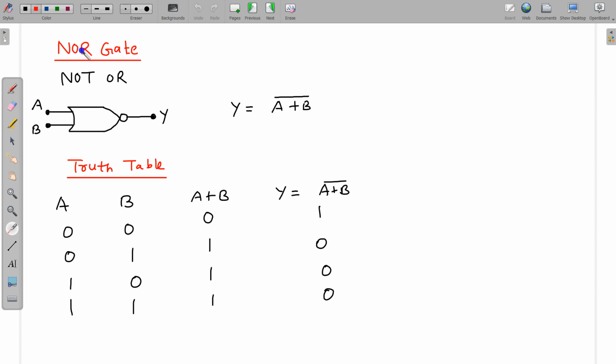Next is NOR gate. Likewise this is NOT OR. So first you take OR and then NOT is applied here. This is OR and this is NOT. So first you take the OR and then you take the NOT. So (A plus B) bar. Again you can draw the truth table. It will give the high output when both are low. If any of the two is high or both are high, then it is going to give the low output.